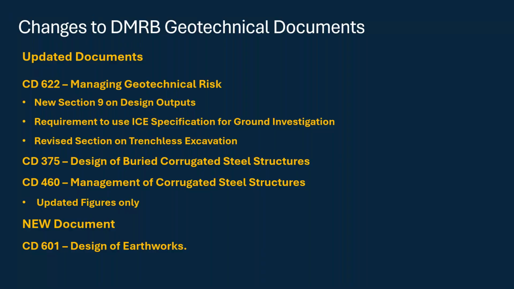Basically, that's now updated to include a specific section on design outputs, a key part of the new structure. There's a requirement to use the ICE specification for ground investigation. The old contract documents under the specification for highway works for ground investigation have been removed, and there's now reliance on the ICE document. And there's been a revised section on trenchless excavation added as well. There's been some minor changes to related documents, generally relating to buried structures, but these only apply to figures.